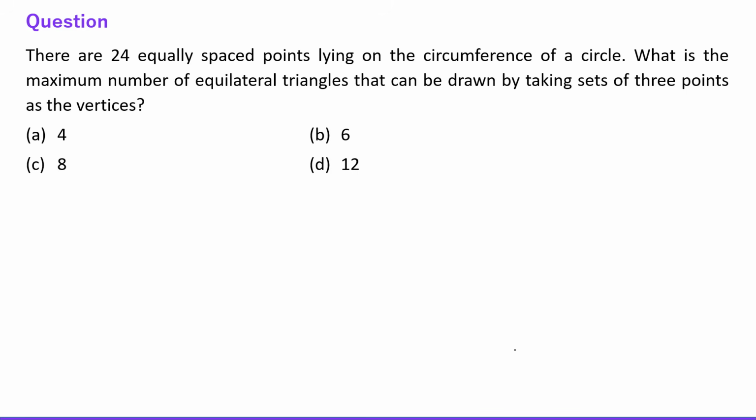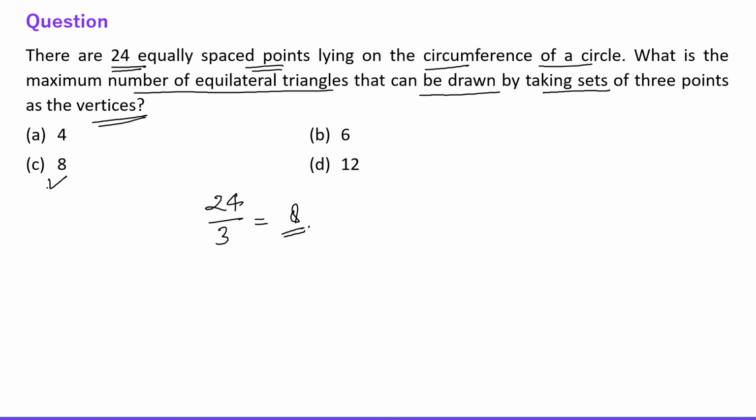Next question is, there are 24 equally spaced points lying on the circumference of a circle. What is the maximum number of equilateral triangles that can be drawn by taking sets of 3 points as the vertices? See everyone, there are 24 points and we are taking 3 points as the vertices, right? So 24 by 3, which is 8. So in total we can form 8 equilateral triangles. That's it, right? Okay, now let's move to the next question.